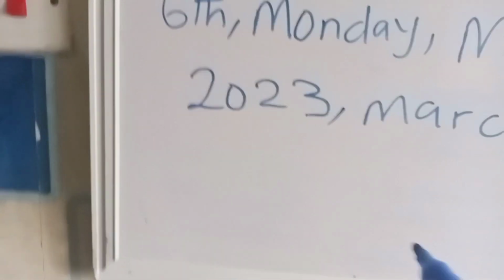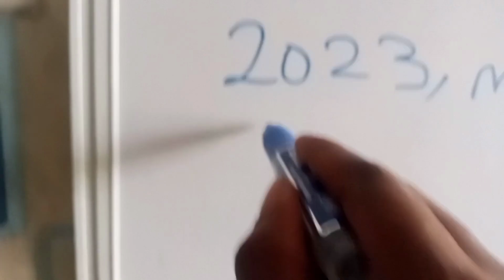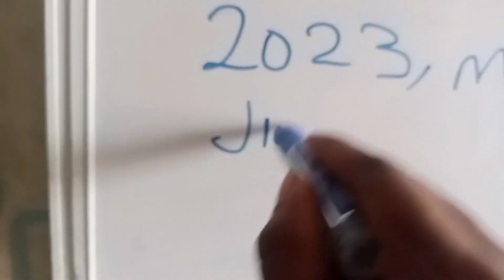So when you are writing the date in Chinese, you say 今天是. This is how to answer the question. 今天是.